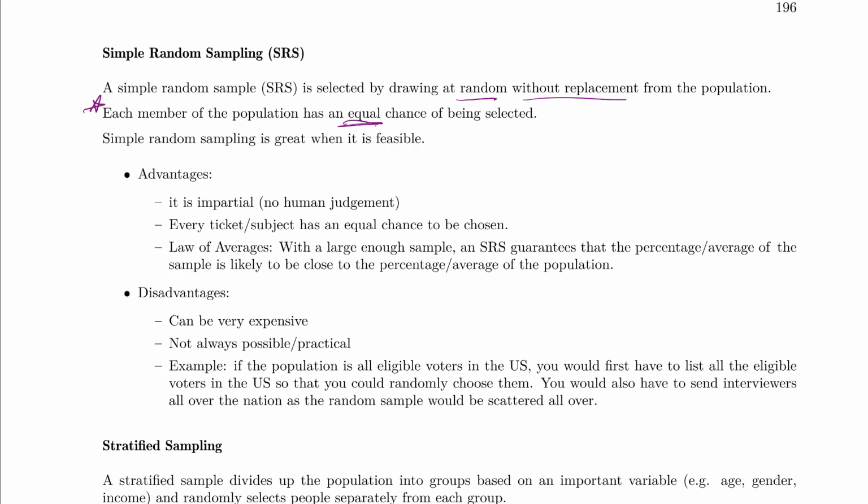That's like putting everyone in the hat and drawing out one name. It is without replacement. It doesn't make sense to sample the same person twice. That would throw off your numbers. So we draw them out at random. Everyone has an equal chance of being selected. Simple random sampling is really good if it's feasible and you can make it work.